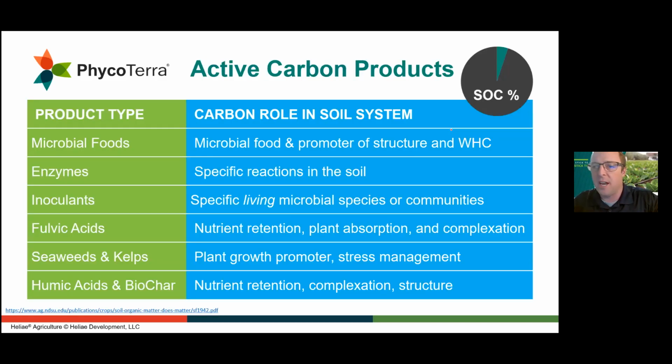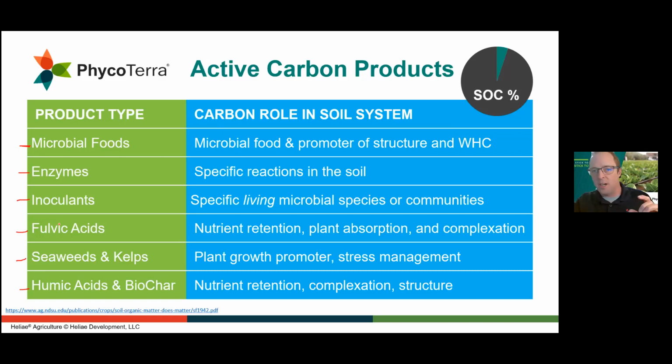So this gets us to this table. And so we've done a lot of work looking at carbon chemistry, looking at the molecular, macromolecular diversity of these products. And so we can say, here's what this product does best. And so these microbial foods, that includes PhycoTerra. We talked about molasses. They're very, very common. Feed your microbes, give them the best diet that you can. And then this contrasts with some of these other products on the market: enzymes, living inoculants, fulvic acid, seaweeds, and humics.